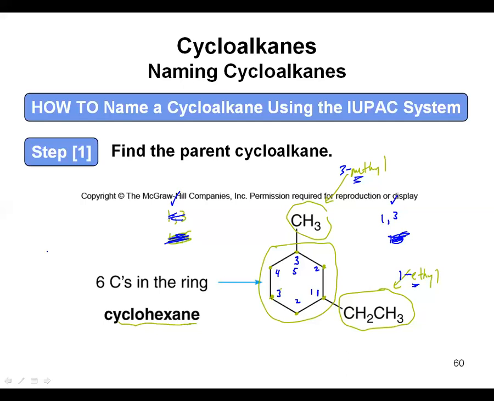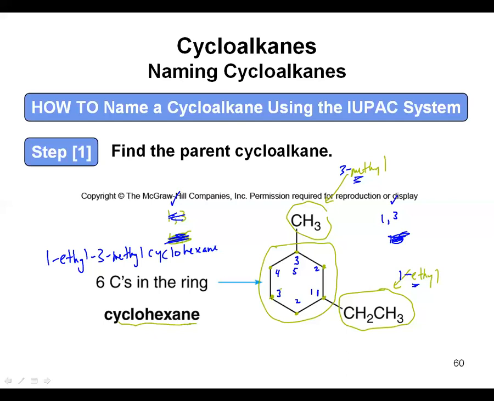So putting all that together, we do get 1-ethyl, 3-methyl, and cyclohexane. That is a mouthful right there. Any questions on that? So sometimes when you're numbering, this does happen. Sometimes when you're numbering, if you go left to right or you go right to left, you end up with kind of the same numbers for the groups.